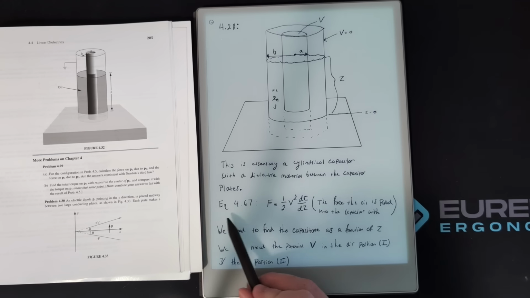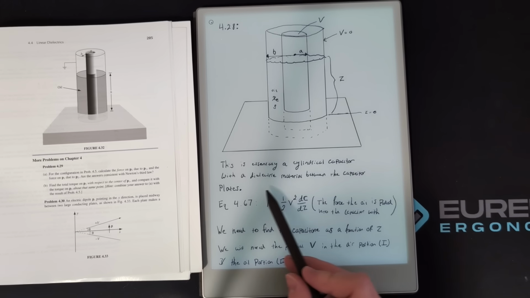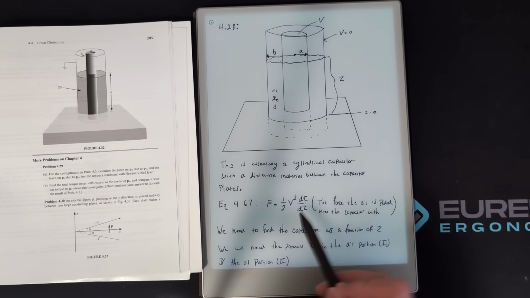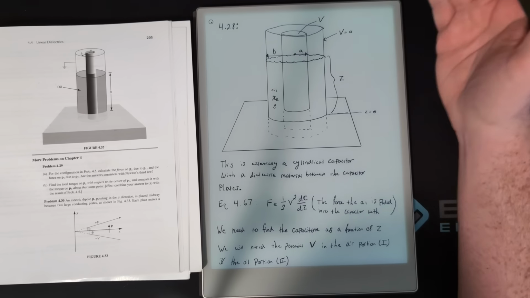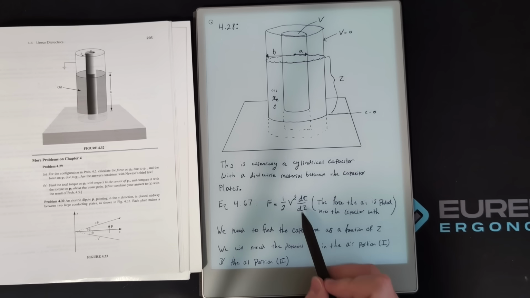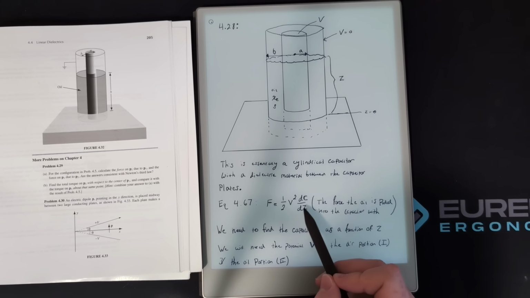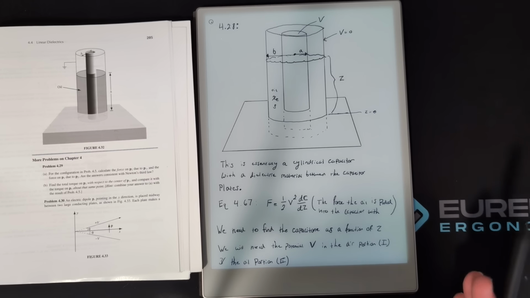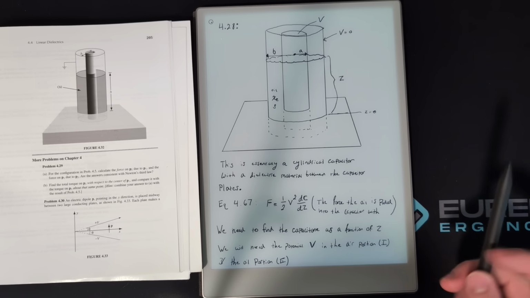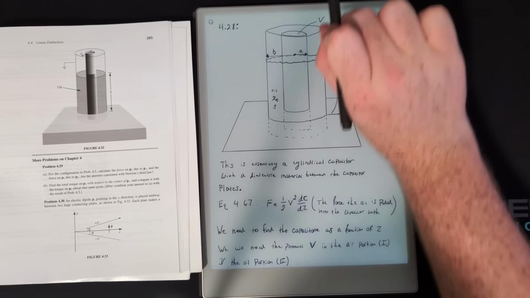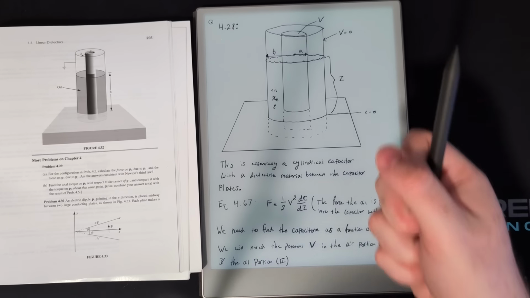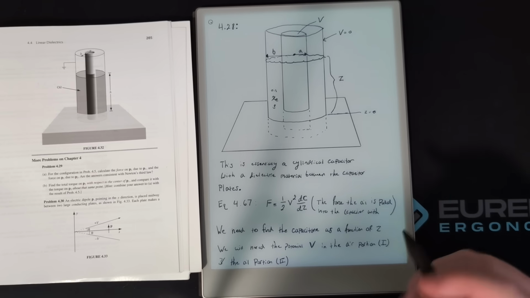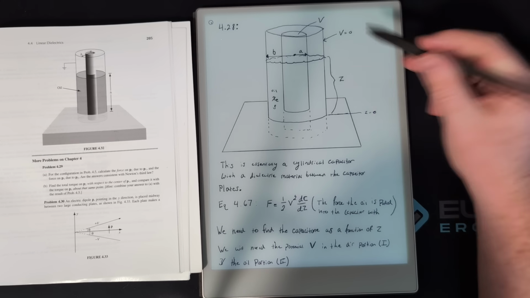In the previous section, we derived that the force is given by this equation. We have 1/2 the potential squared, where the potential is a given value V. It doesn't tell us an exact value, but it's just some potential V. So it's going to be 1/2 V squared times the derivative of the capacitance with respect to the variable in the direction that the dielectric is moving or can move. In this case, it's the Z direction, so it's going to be dC by dZ.